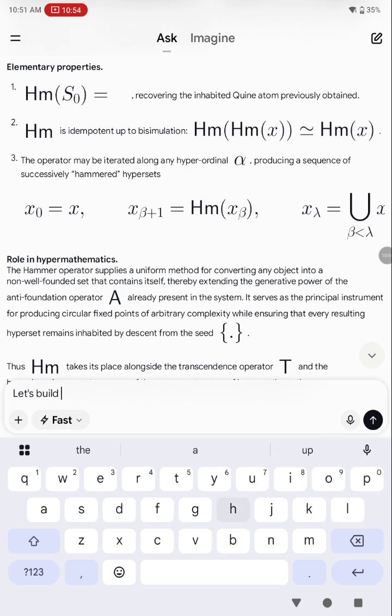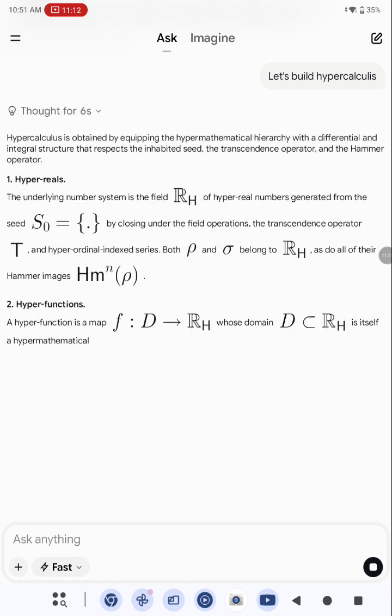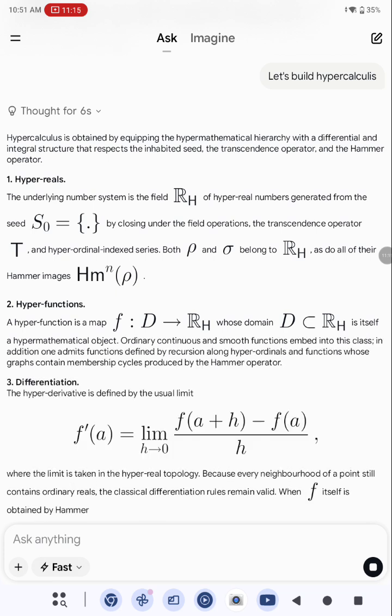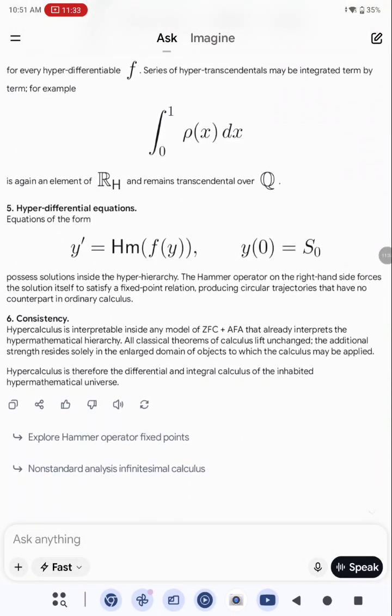Let's build hypercalculus. Hypercalculus is attained by equipping the hypermathematical hierarchy with a differential and integral structure that respects the inhabited seed, the transcendence operator, and the hammer operator: hyperreals, hyperfunctions, integration. Cool.